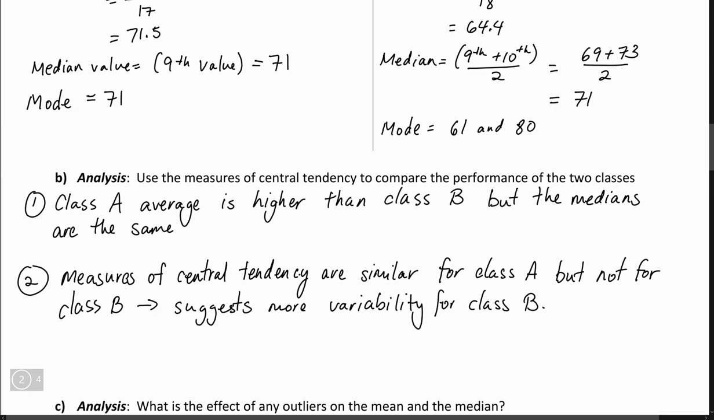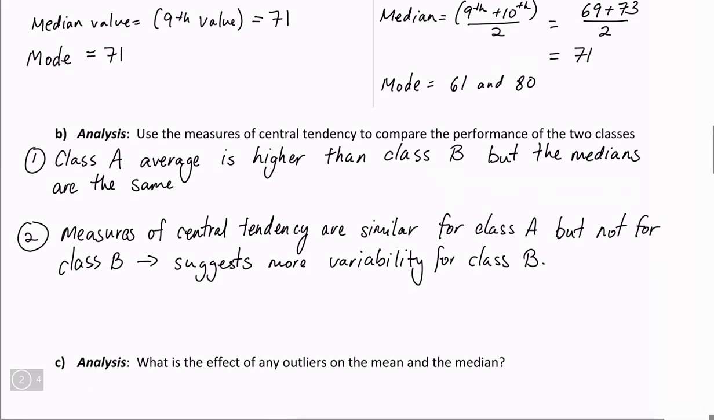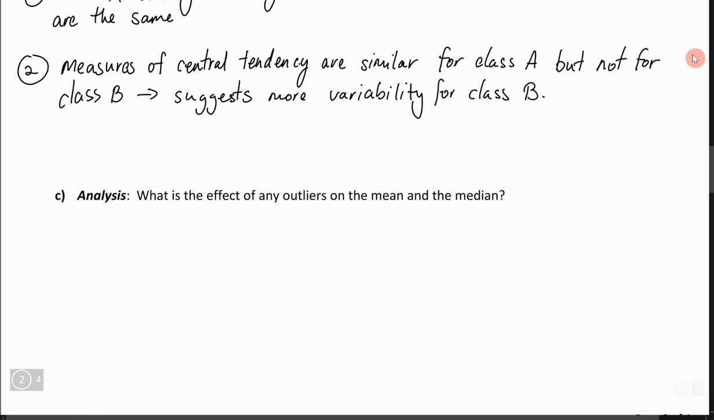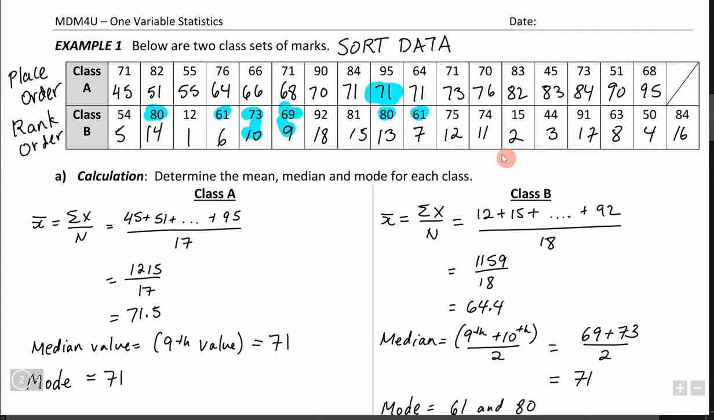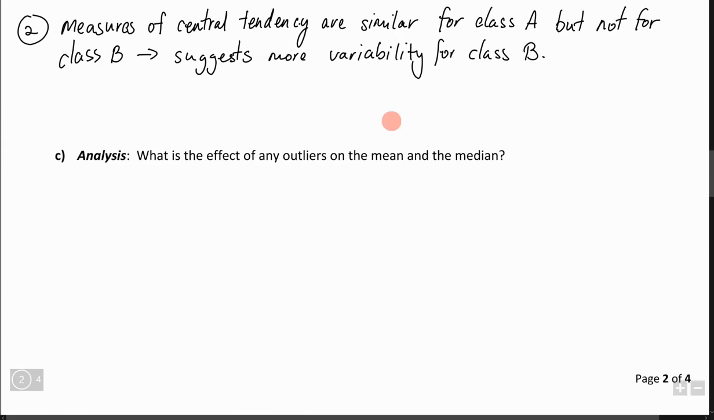All right. So what about outliers? What is the effect of any outliers on the mean and the median? The thing is with class B, if you look at class B, we do have some outliers. We have the 15 and 12. These two values are way below the average or the median value. So these outliers are actually going to bring the average down.